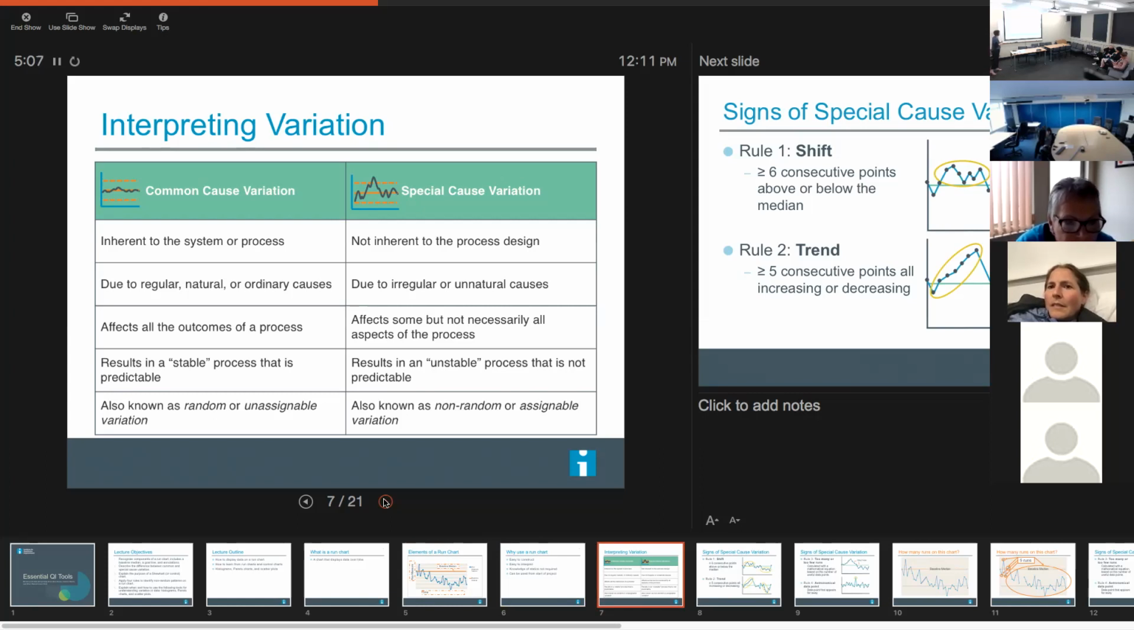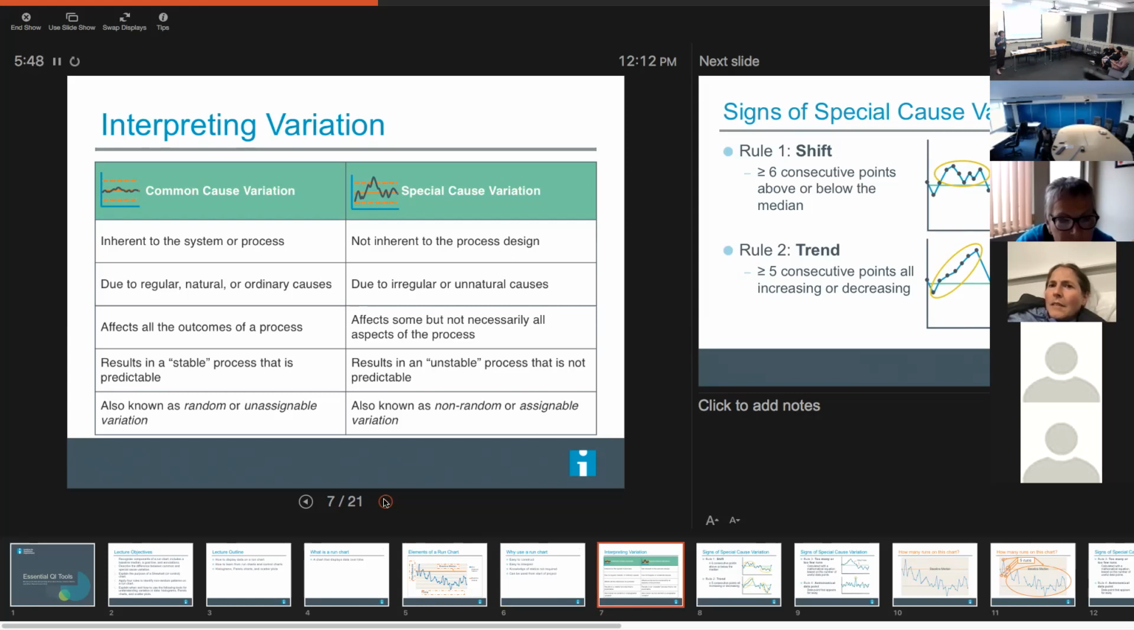On the other hand is special cause variation. That's not inherent to the process design. So it's something outside of the usual day-to-day processes, which is due to irregular or unnatural causes. It will affect some, but not necessarily all parts of the process, and it results in an unstable process. It's not predictable. So once we start getting these special cause variations, it's really difficult to predict what might happen next. It's also known as non-random or assignable variation.